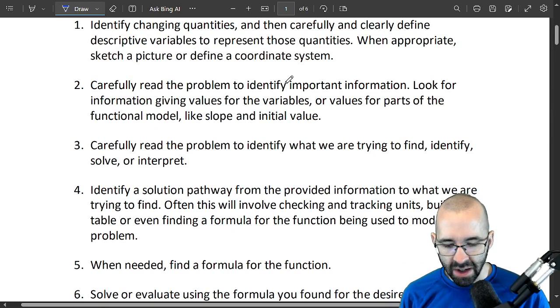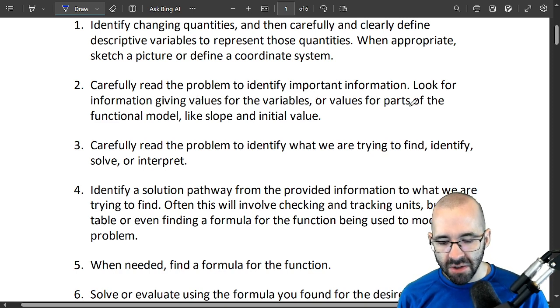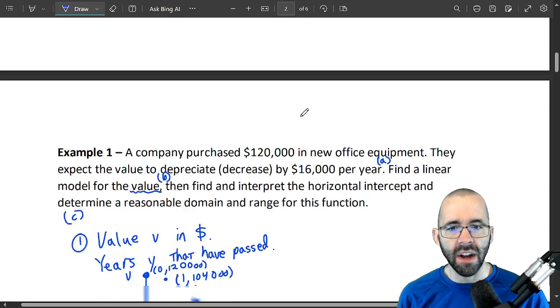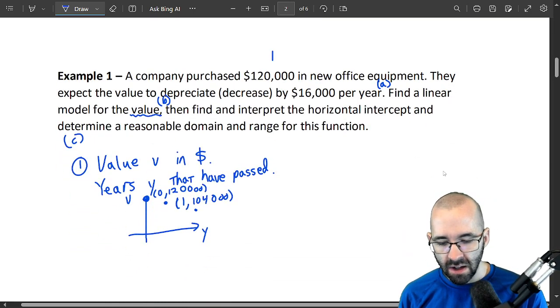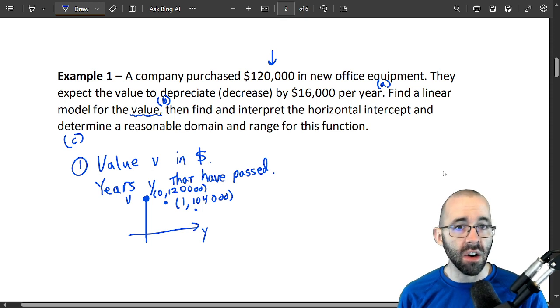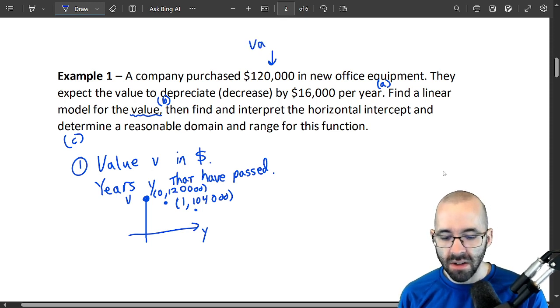Carefully read the problem to identify important information. Look for information giving values for the variables or values for part of the functional model. Okay, look for values for the variables or things like slope or initial value. Okay, well, we already got some stuff here, right? This is at the start, right? This is the value at start.